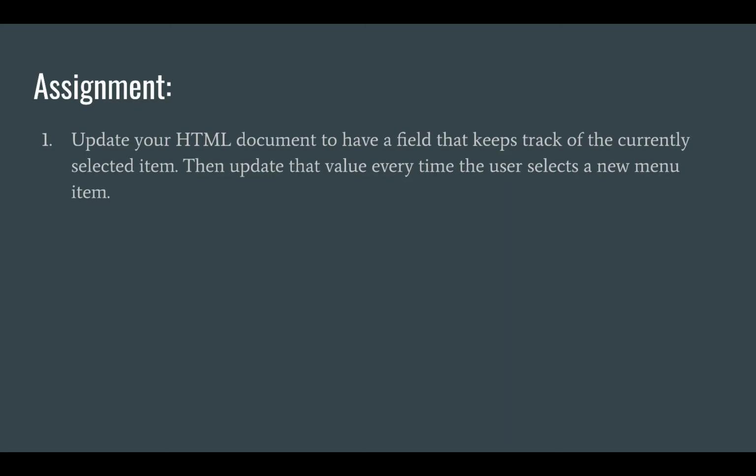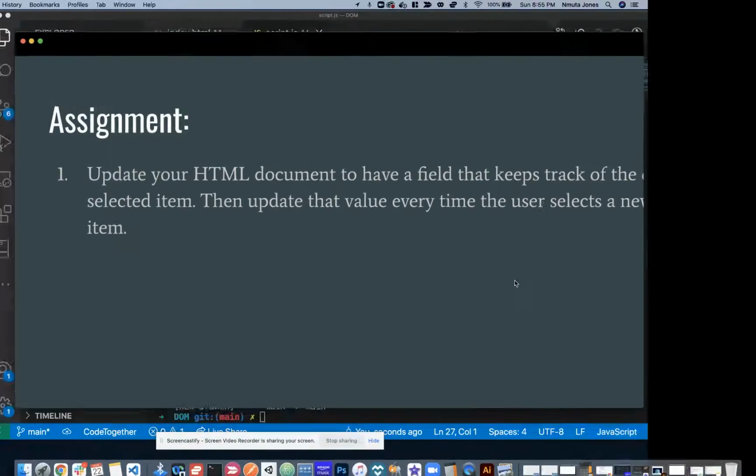And the assignment is to make it. We want you to have an HTML document that has a field that keeps track of the currently selected item and that changes when the select menu changes. And all of this is happening due to event listeners. Okay, so let's get started.